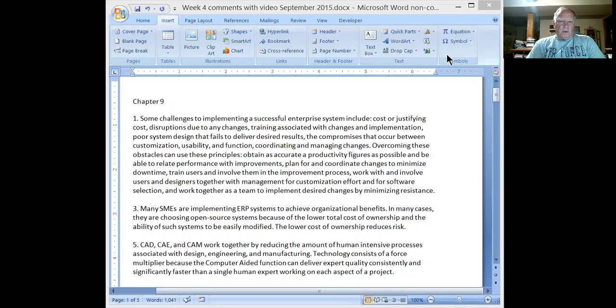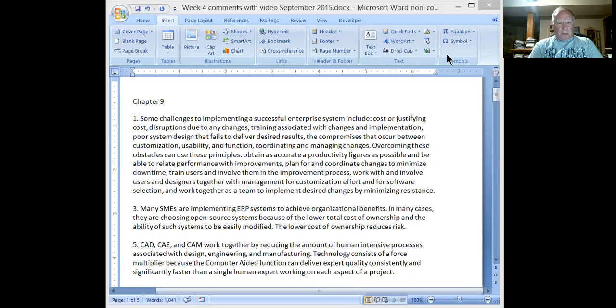Some of the challenges to implementing a successful enterprise-wide system consist of justifying that cost, the disruptions due to changes, training, which adds cost and overhead, and poor system design that fails to deliver required results, or that compromises all the time. There's a compromise whenever one institutes or designs a new system.